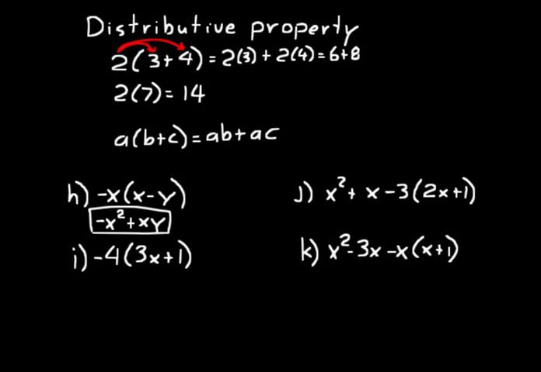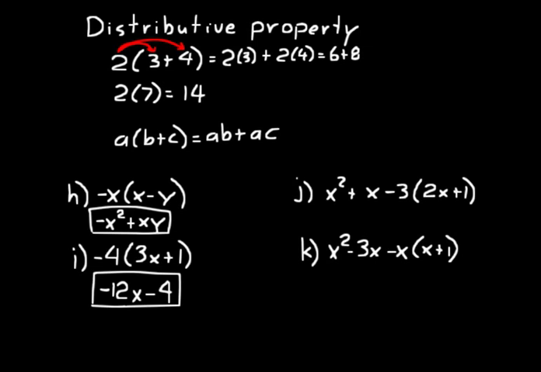Look at I. We have minus 4 times 3x plus 1. Take the minus 4 and multiply that by 3x. That would give us a minus 12x. And then take the minus 4 and multiply it by positive 1. That would give us a negative 4. So that's the simplified form of that algebraic expression.